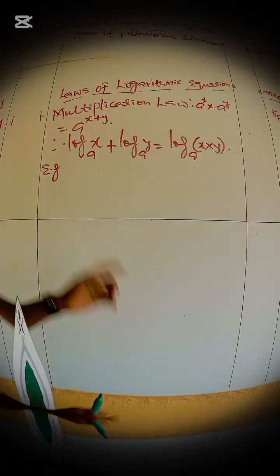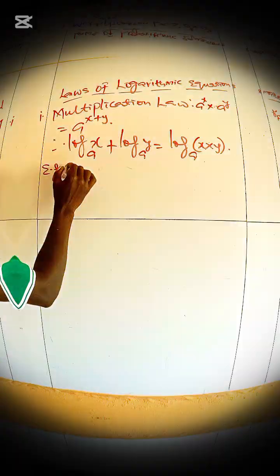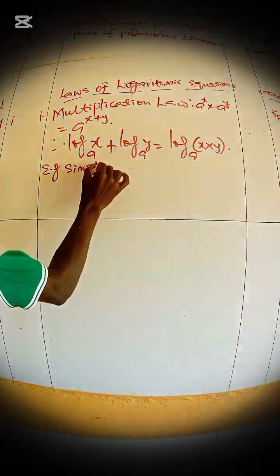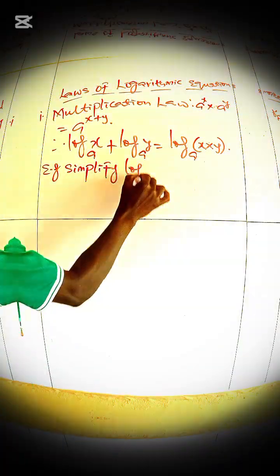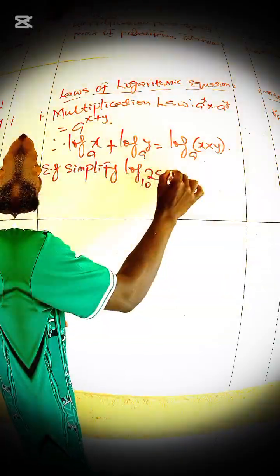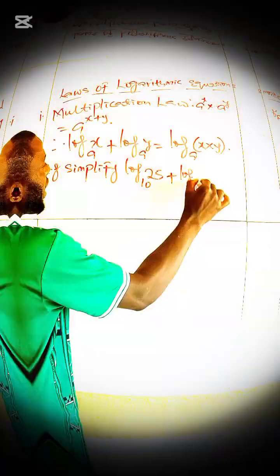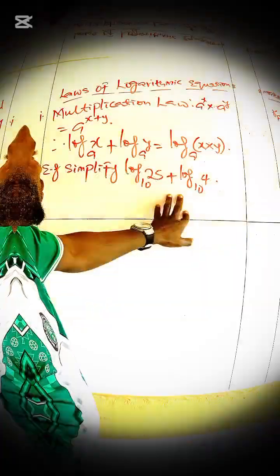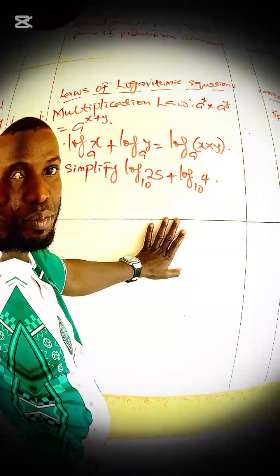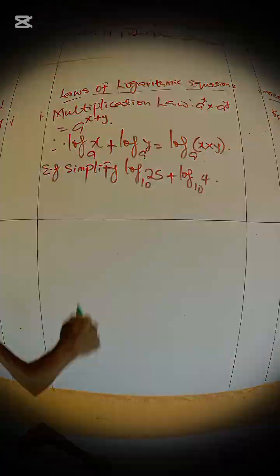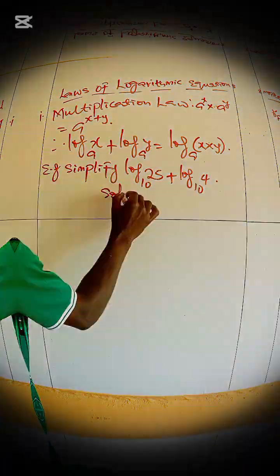How can we solve it in form of example? If we want to solve it in a question, they can ask you to simplify logarithm to base 10 of 25 plus logarithm to base 10 of 4. So this is talking about multiplication law. I told you earlier that the opposite of multiplication law is addition.